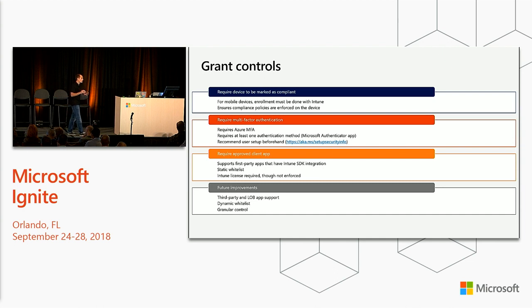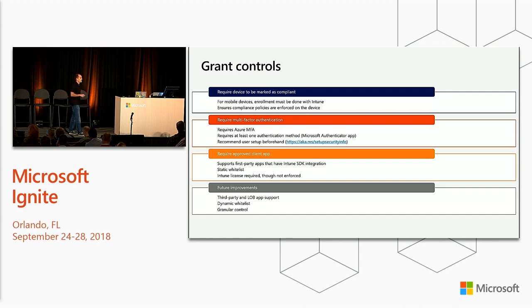And then the one that we're going to focus on for the majority of this talk is the require approved client app grant control. This is a grant control that is based on a static whitelist within Azure Active Directory that includes all first-party apps, so all Microsoft mobile apps that have integrated the Intune SDK, meaning that they support app protection policies from Intune. So there is an assumption that an Intune license is required, which is why the previous slide indicated that you need at least an EMS E3 subscription to leverage conditional access.